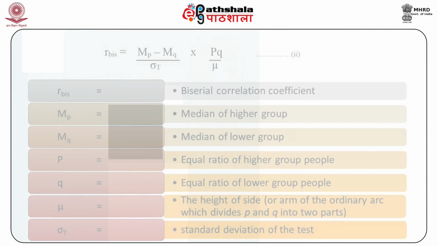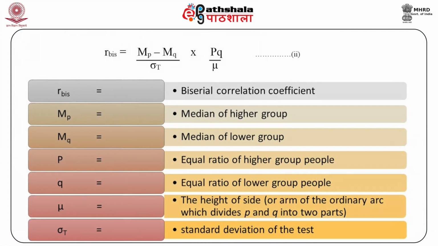The formula for calculating the biserial correlation is RBIS equals MP minus MQ divided by sigma t, the whole multiplied by PQ divided by mu, where RBIS is the biserial correlation coefficient, MP is the mean of the higher group, MQ is the mean of the lower group, P is the ratio of people in the higher group, Q is the ratio of people in the lower group, mu is the height of the ordinate which divides P and Q into two parts, and sigma t is the standard deviation of the test.